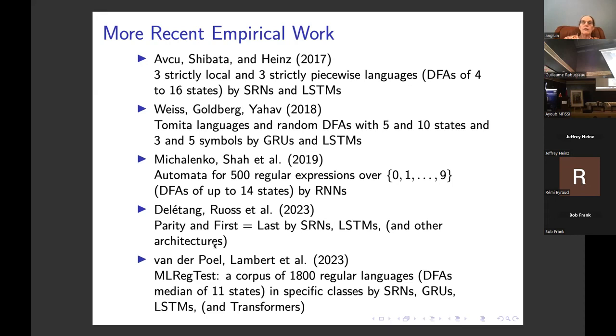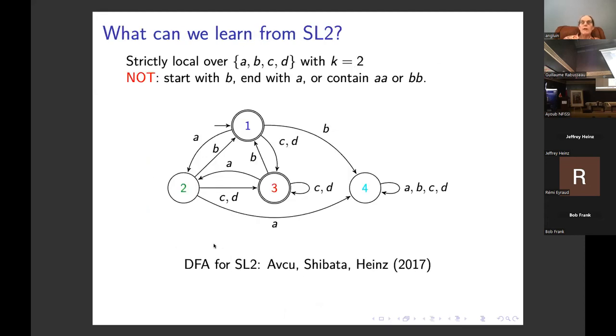Now, out of this cornucopia of possibilities, I'm going to focus on the first and simplest of these languages, which is the strictly local language with parameter 2, considered by the Avcu, Shibata, and Heinz paper. So this is a language that can be recognized by a four-state DFA. It's over a four-letter alphabet. It's characterized by things that shouldn't happen. So any string over this alphabet that doesn't start with B, doesn't end with A, and doesn't contain either the substring AA or the substring BB is in the language.